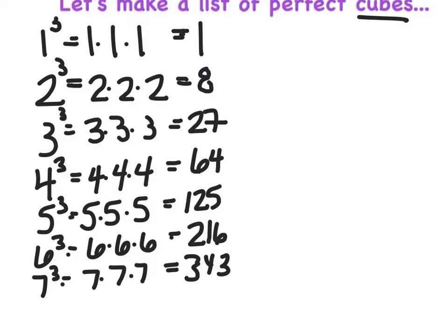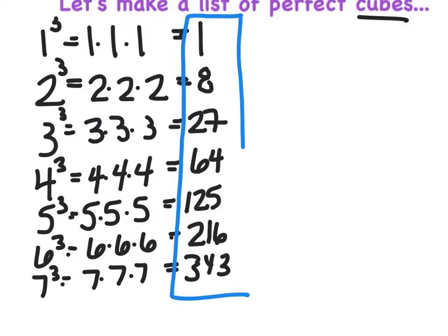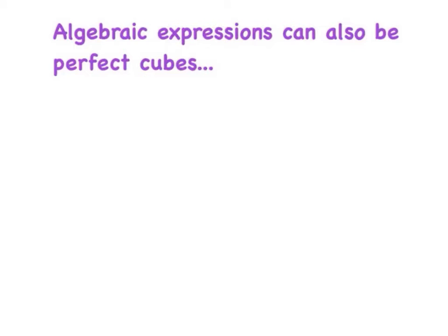So what I want you to do is box in this side, and these are the perfect cubes that you should know or be able to get to pretty quickly. The more you have these memorized and recognized, the easier your math will be. Another big feature we have to pull out is that algebraic expressions can also be perfect cubes. So what do I mean by that?